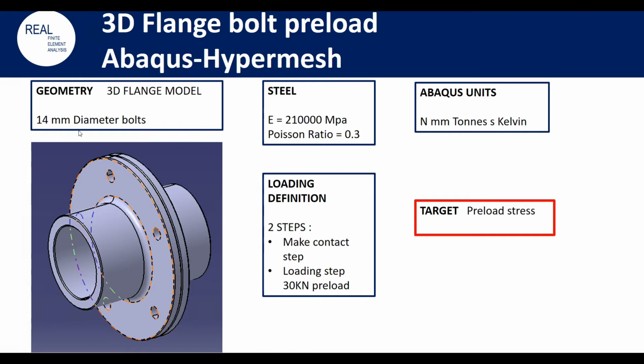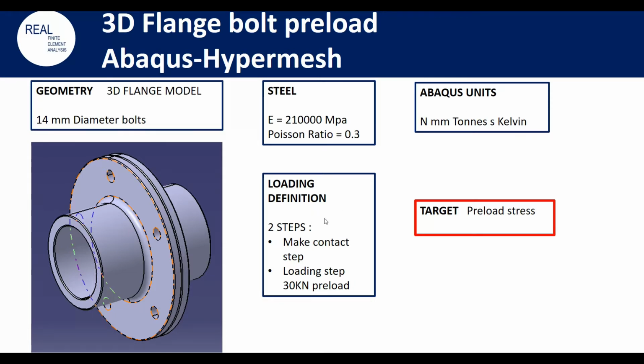Bolts are 14 millimeters diameter. So the material for all components will be steel with these properties. Abaqus units I will use are Newton, millimeters, tonnes, seconds, and Kelvin. I'm not going to use temperature, but anyway, Kelvin.